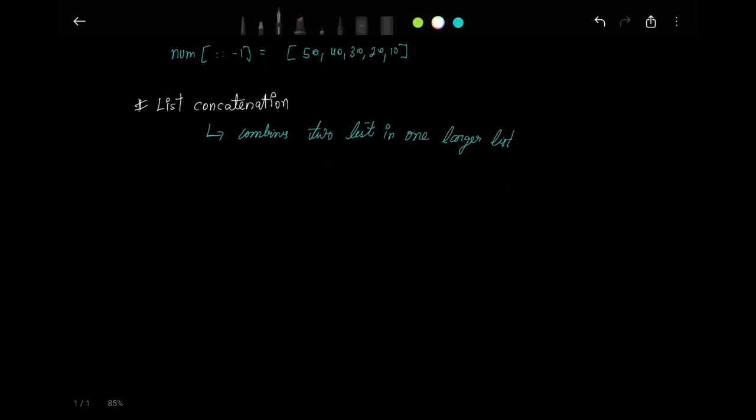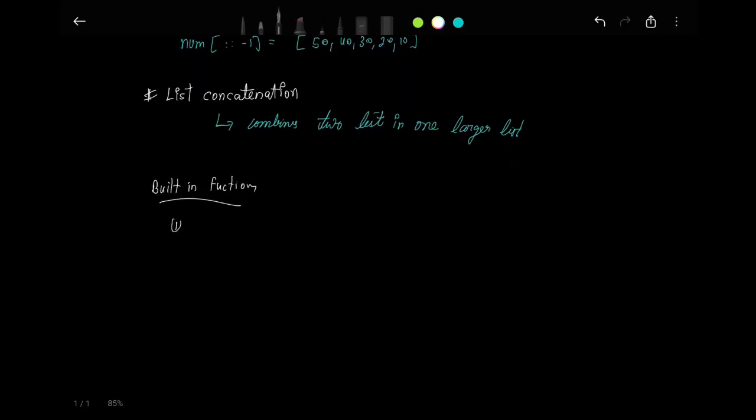After list concatenation, we have some built-in functions. The first function which we have is the length function, which returns the total number of elements in a list.